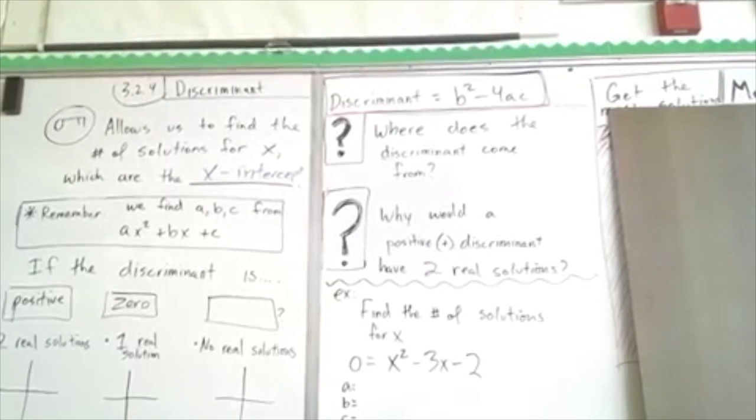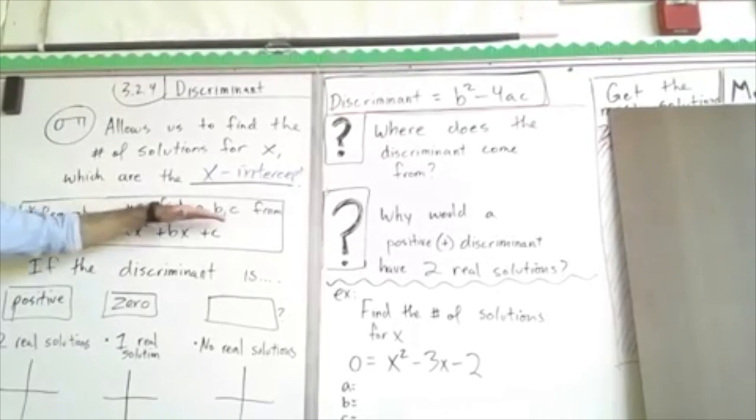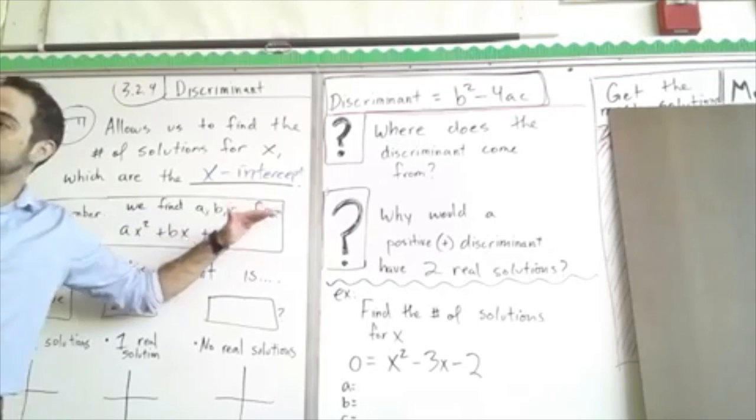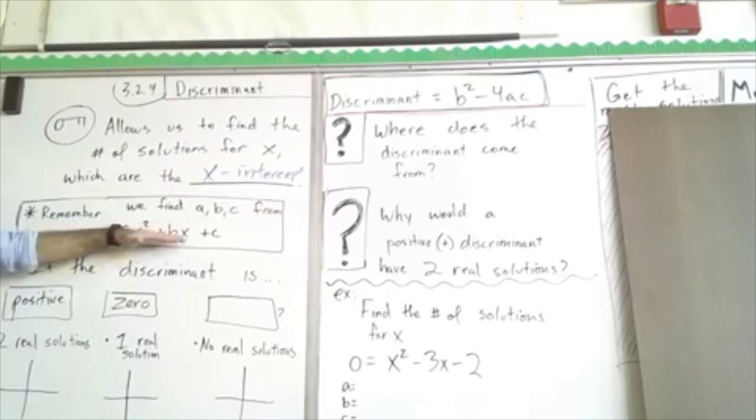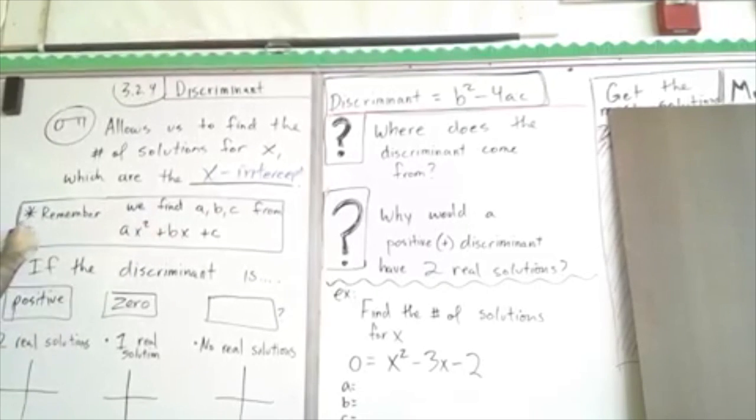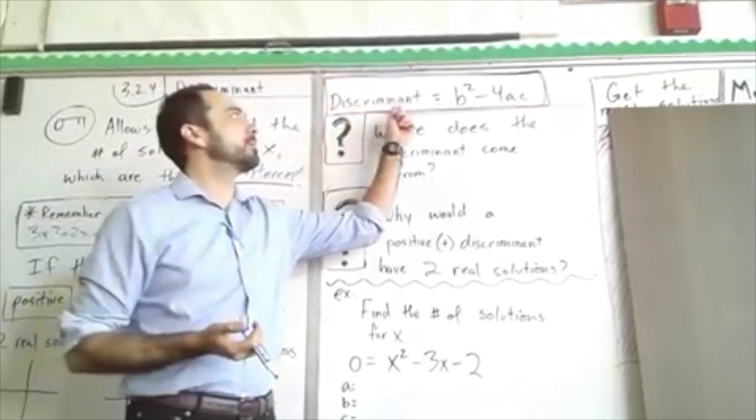Remember, we find A, B, and C. We did this so much back in September, October. We find A, B, and C from the standard form of the equation we've been dealing with. So if I just had 3x squared plus 2x minus 1, what's my A value? 3. What's my B value? 2. What's my C value? Negative 1. So we know how to pull out the A, B, and C. That's easy, right? All we have to do is input it into the discriminant formula here.